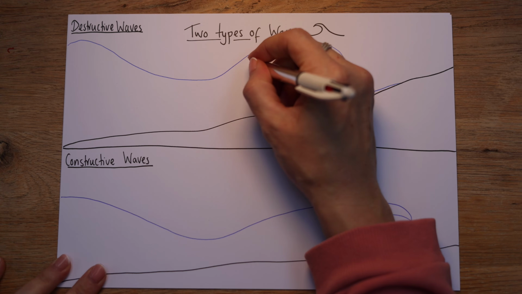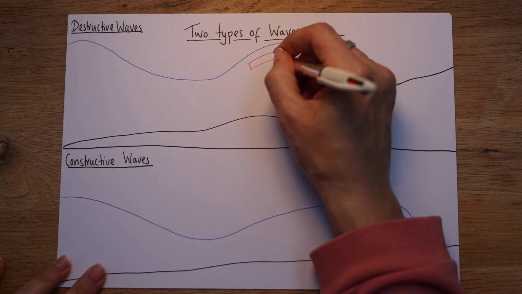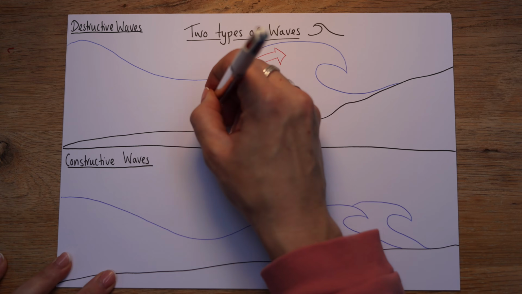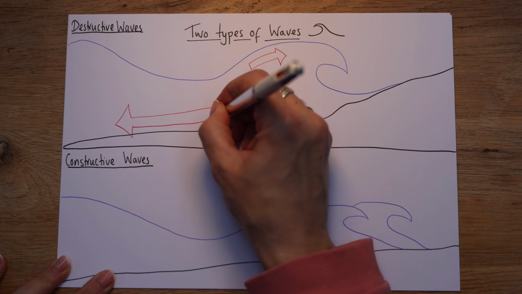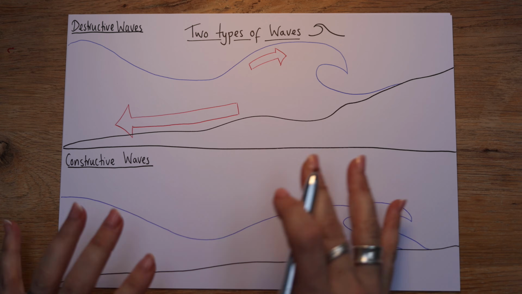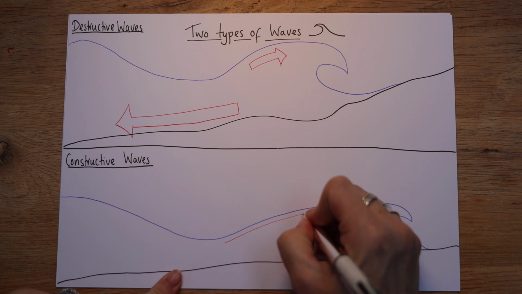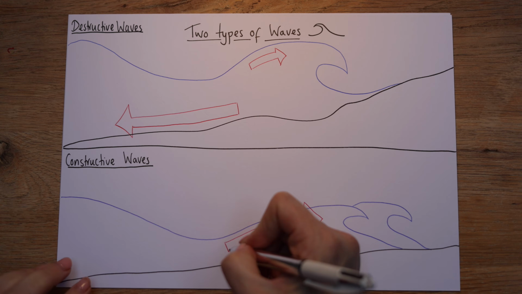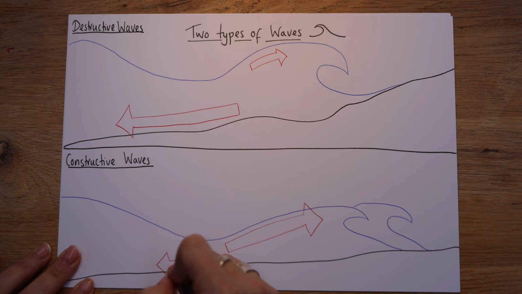Now, a destructive wave has only a small or weak swash, okay, only small, but it has really, really strong backwash, which is basically responsible for shifting all that sand and material off the beach. It's the complete opposite in constructive waves, as you probably guessed. So a constructive wave has a really strong swash and a much weaker, much smaller backwash.